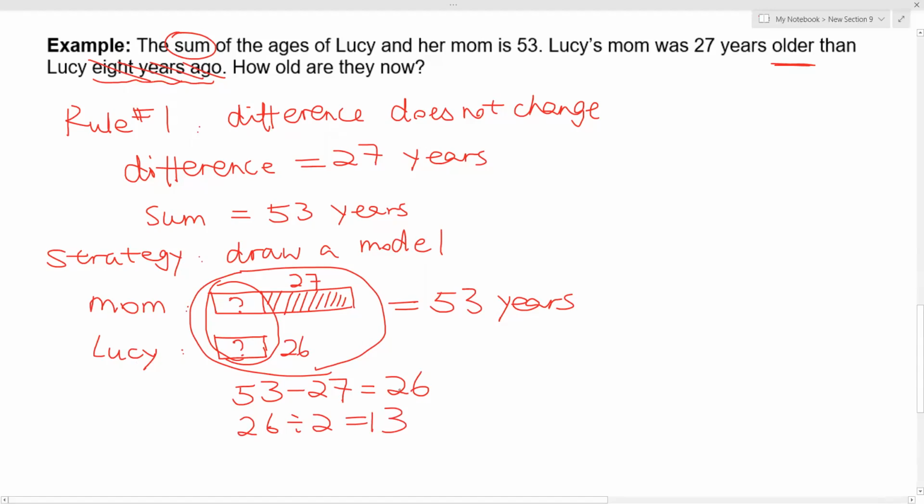13 is Lucy's age right now, right? We figured that out because Lucy's age is represented by this single box. So Lucy is 13 years old right now. And we know that her mom is 27 years older than her. So 27 plus 13, that's 40 years old for Lucy's mom. And this one is for Lucy.